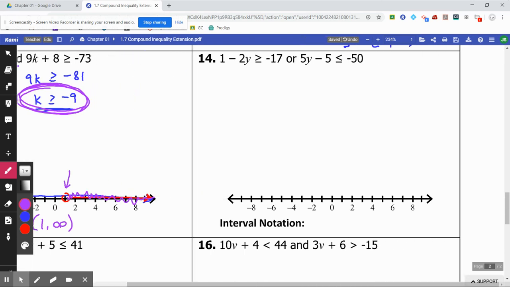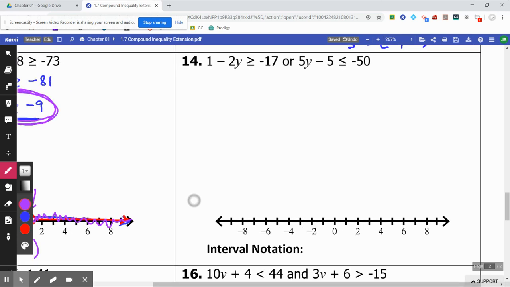Number 14, step number 1, move the 1 by subtracting. You get negative 2y is greater than or equal to negative 18. Divide by negative 2. Make sure you flip your symbol. Move the minus 5 by adding, so it gives you 5y is less than or equal to negative 45. Divide by 5 gives you y is less than or equal to negative 9.